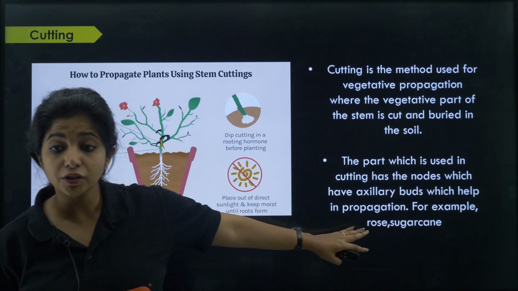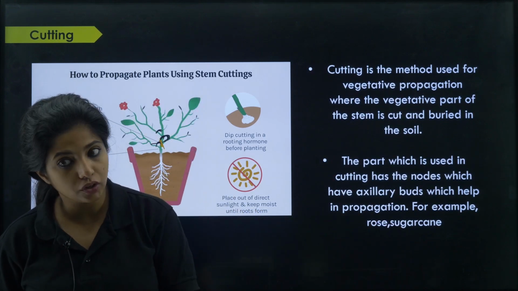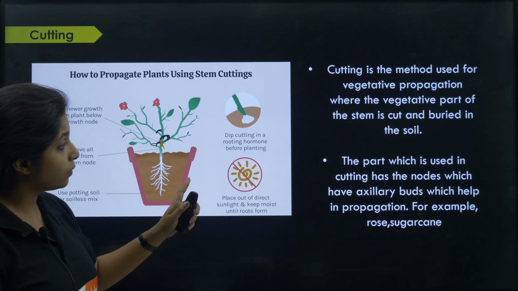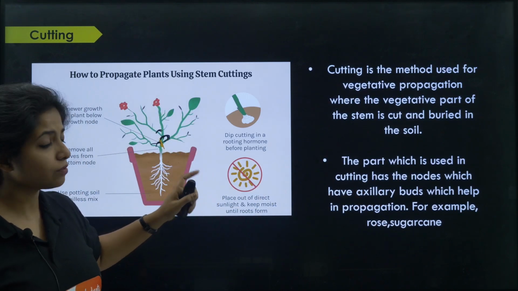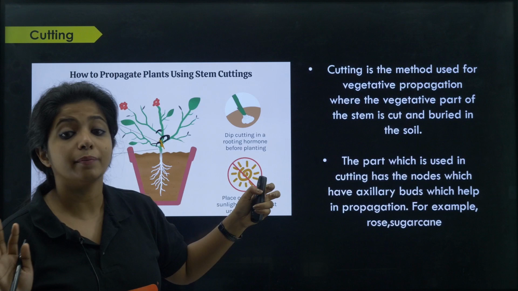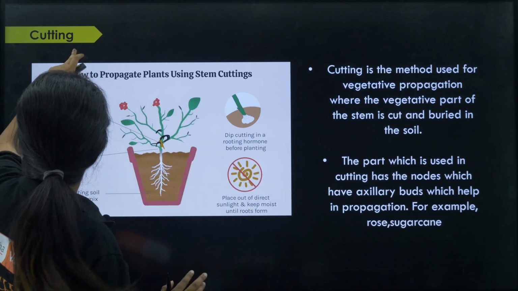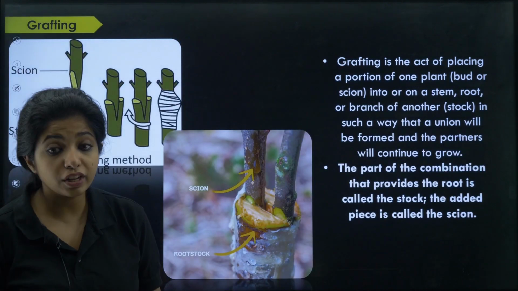Yes, and the examples for this are rose and sugarcane, my dear children, please remember that. Okay, so I was saying, axillary buds are found over here. If buds arise from anywhere else, apart from the nodes over here, you call them adventitious buds. Okay, next thing, you have grafting, my dear children.